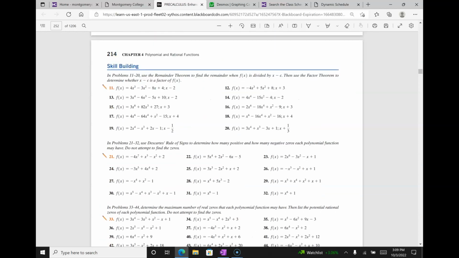So they're giving you a polynomial. They're giving you something to divide by, and they want you to find whether there's a remainder or not. If there's no remainder, what does it mean? It can be factored. If there's a remainder, it can't be factored. Which one did I give you to do here? I gave you 19. Let's do 17.